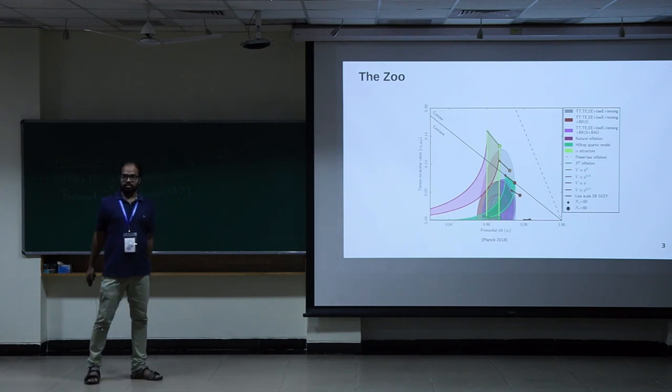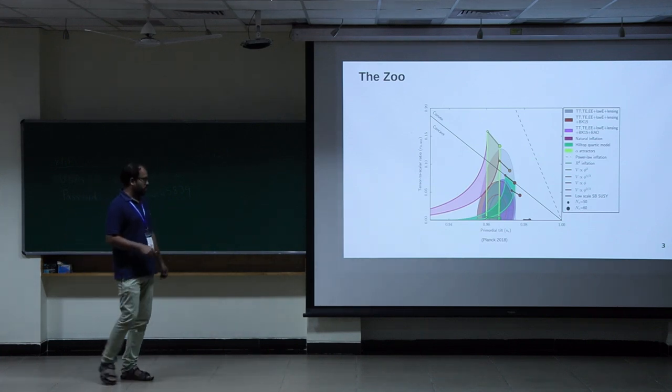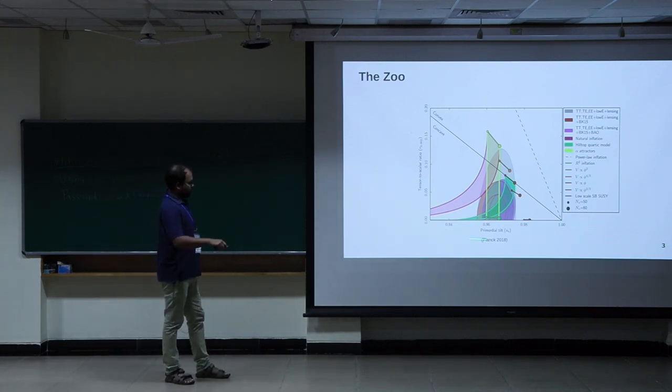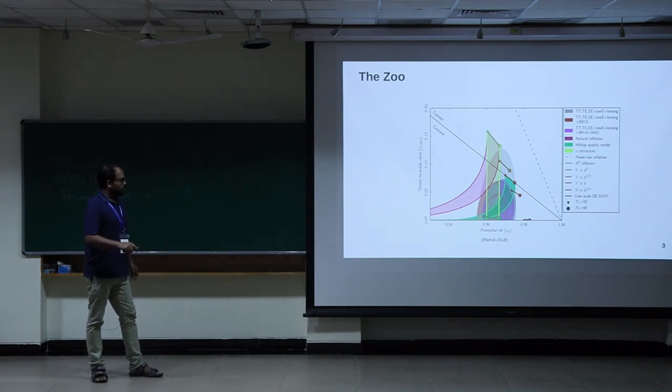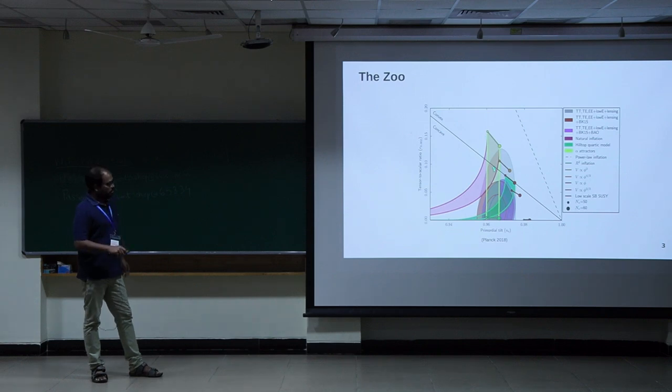So basically, tensor amplitude divided by scalar amplitude, and this x-axis is basically called primordial tilt. If you want to construct an inflationary model, you have to stay in this shaded region. Either red or blue. I think red is a little bit stronger.